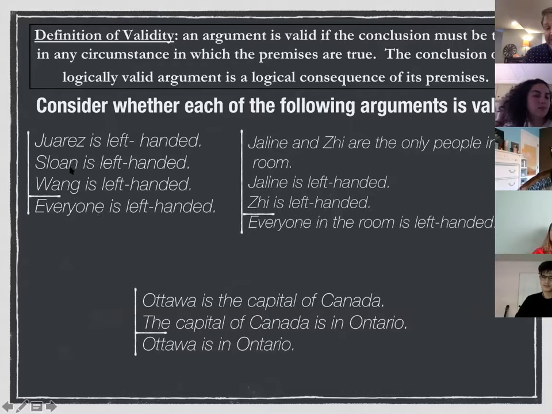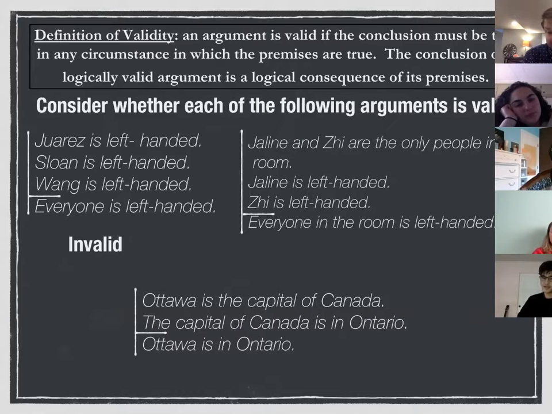So a way to make these premises true and the conclusion false would be to say, for example, Juarez, Sloan, and Wang are all left-handed, but Charlie is right-handed, right? And those are the 4 people that are in the domain of discourse, and that would render this argument invalid. So yeah, I think you're right that this argument is invalid. How can we fix it up and make it valid?